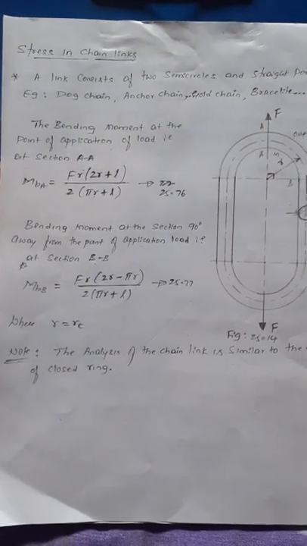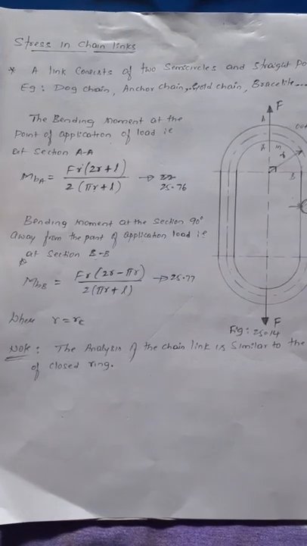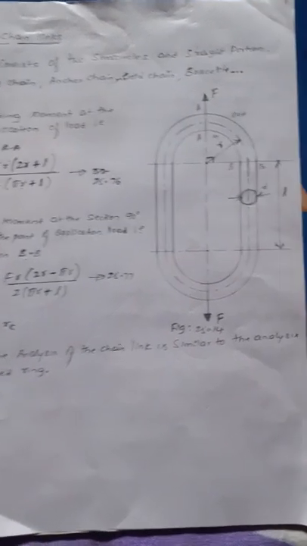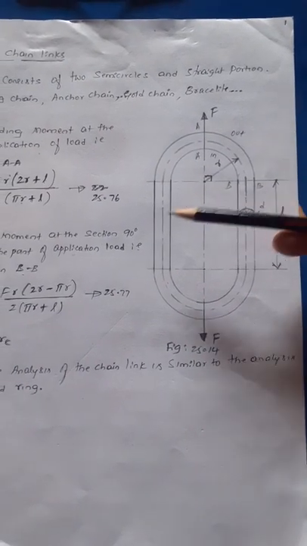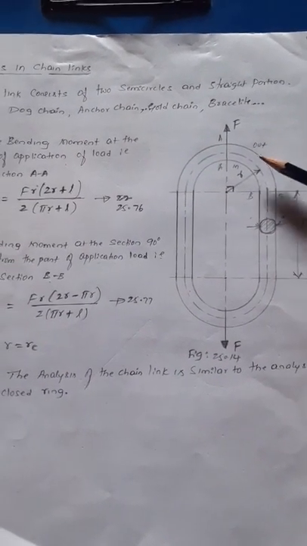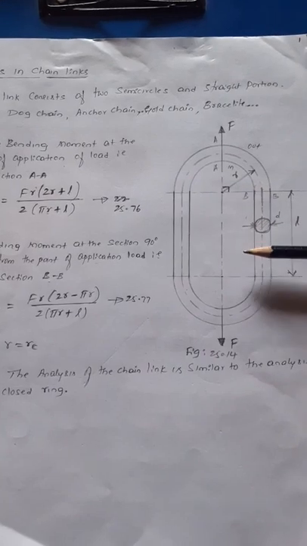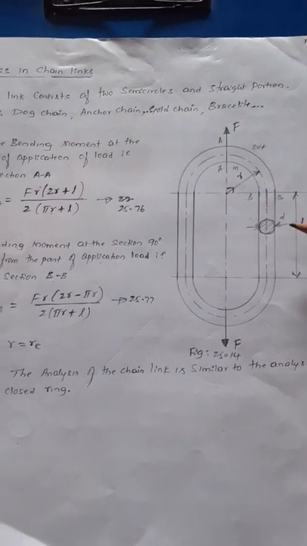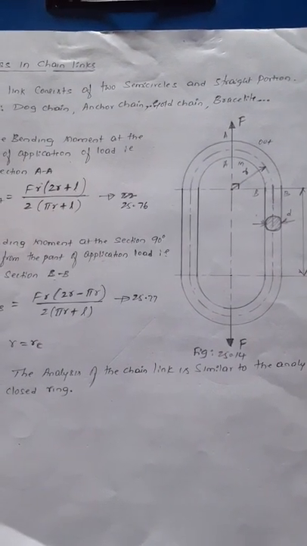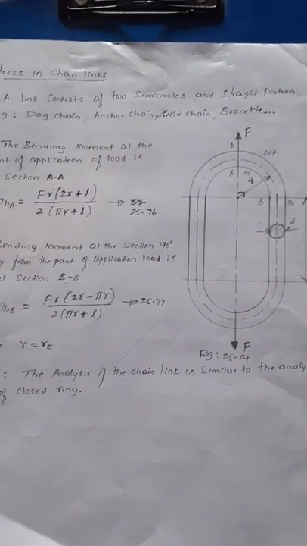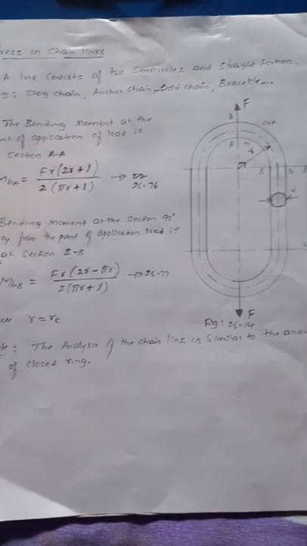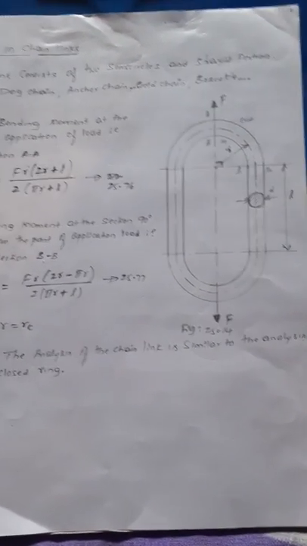Chain link is also one of the examples of chord beams, but it contains two semicircles and two straight portions that we call a chain link. Examples of chain links we have seen are the dog chain, anchor chain, gold chain, and bracelet. They all come under this type of shape or structure. This is called a chain link.